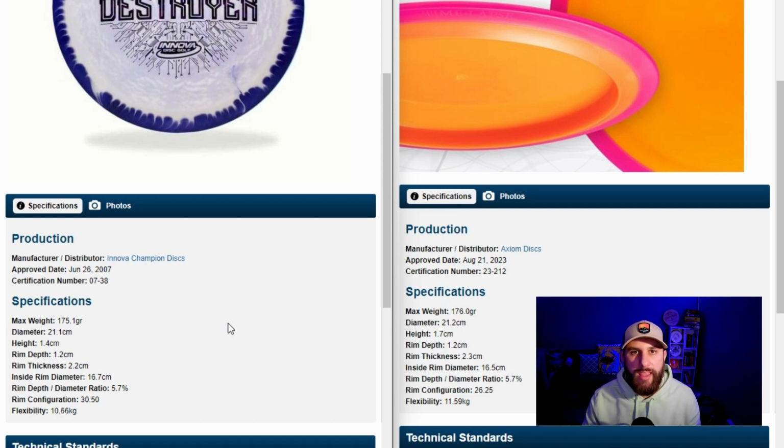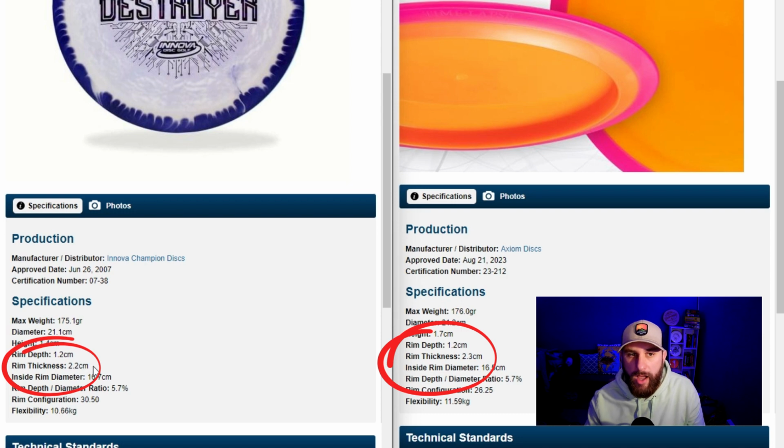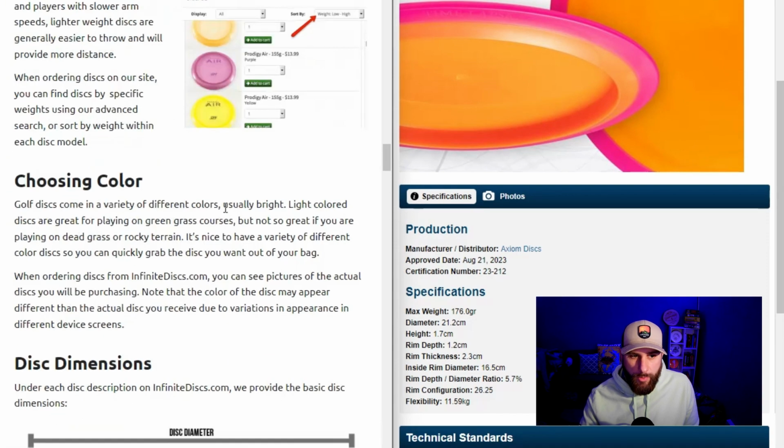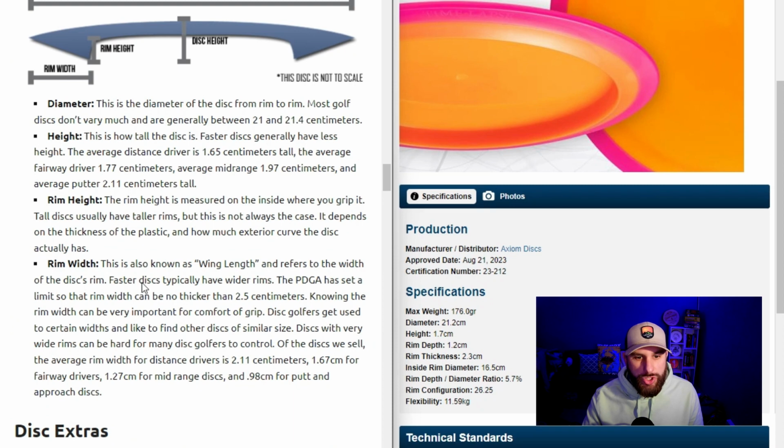So let's just take a look at that right off the bat. And if we look at the rim thickness of the Destroyer, it's a 2.2, and the rim thickness of a time lapse is 2.3. So the time lapse, same speed, but the rim thickness of the time lapse is a little bit thicker. And if I pull this up real quick over here, it says on the rim, what we would call the width or the thickness, it says generally the PGA has set a rim thickness of no more than 2.5, which we would know that to be maybe a 14, 15 speed driver.